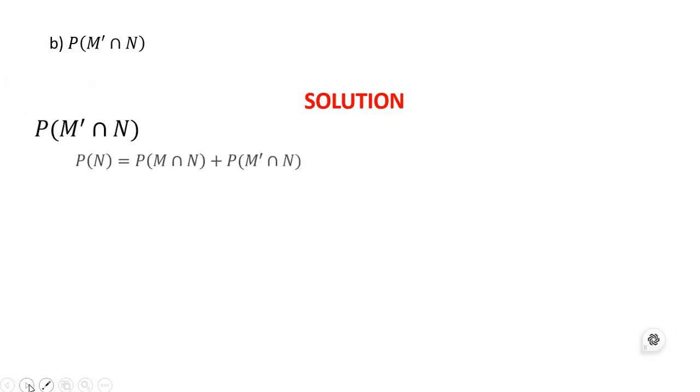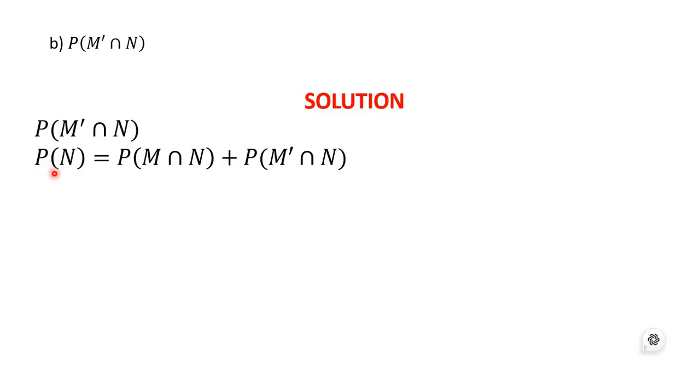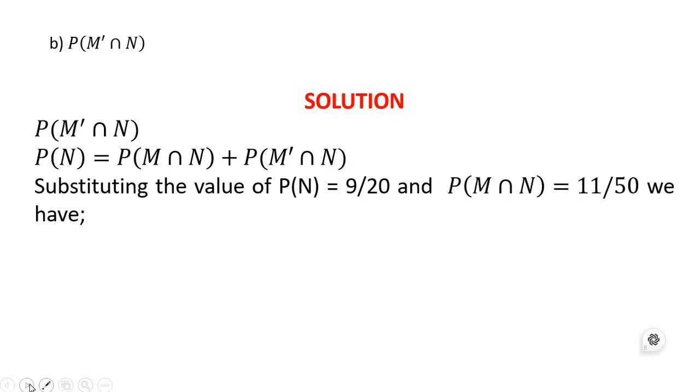So 5b, we are looking for probability of M complement intersection N. We'll also use the formula there, and this is the formula for it. So the probability of N happening is the probability of the intersection of M and N, and here it will be M complement intersection N. Okay, so with that done, we substitute again.